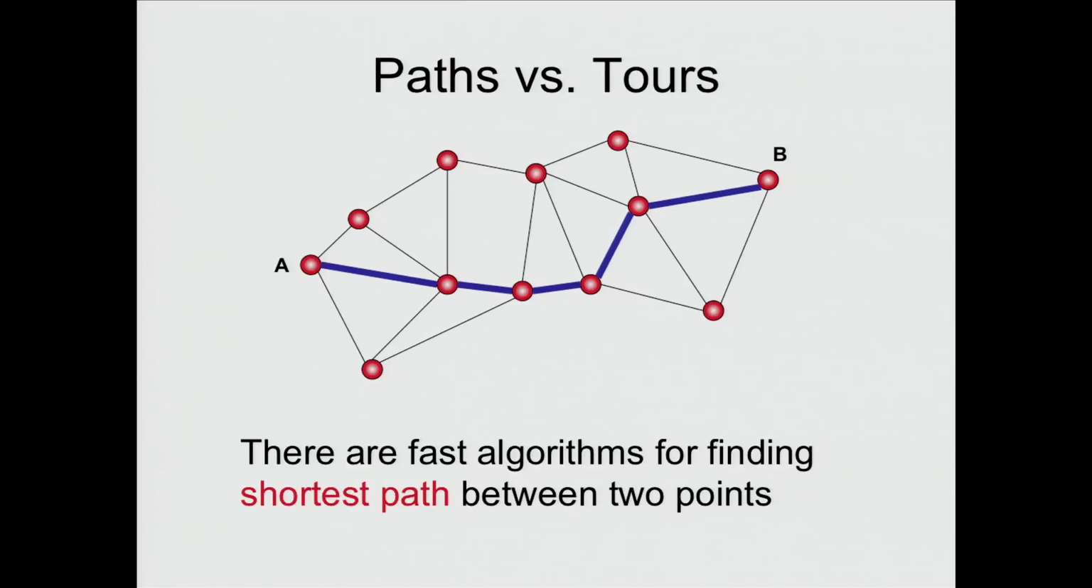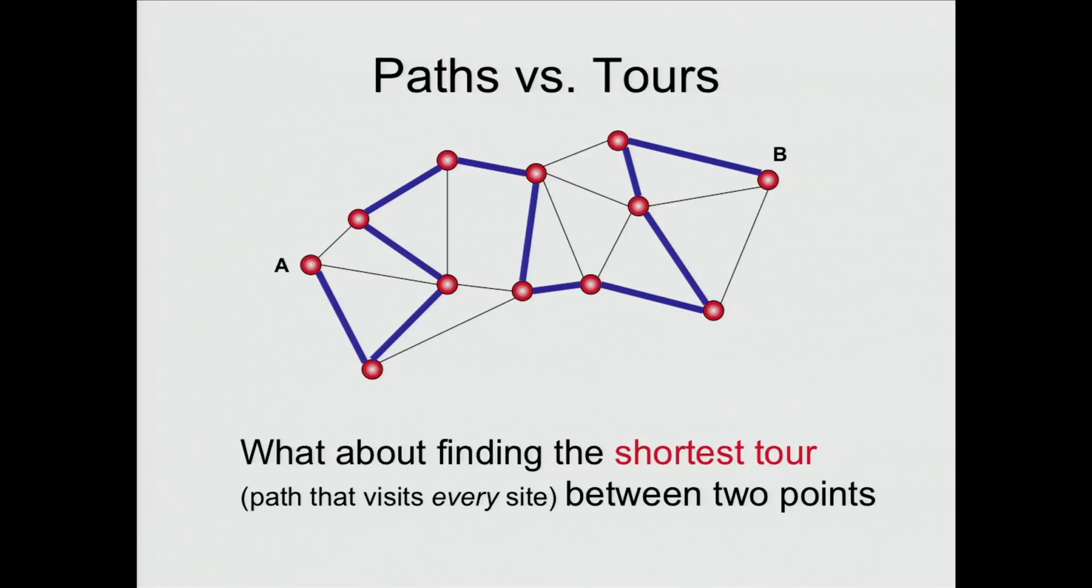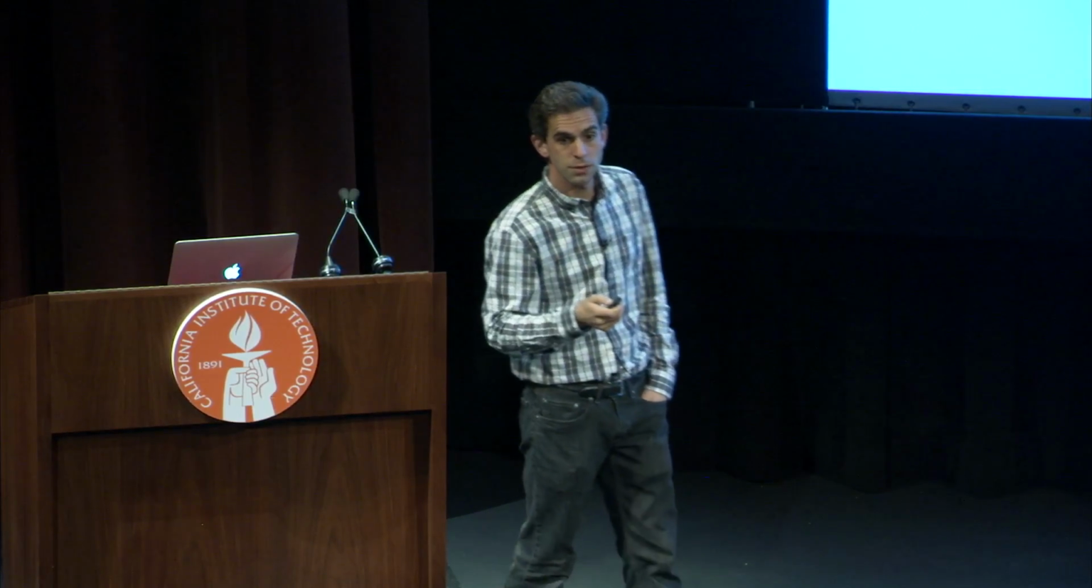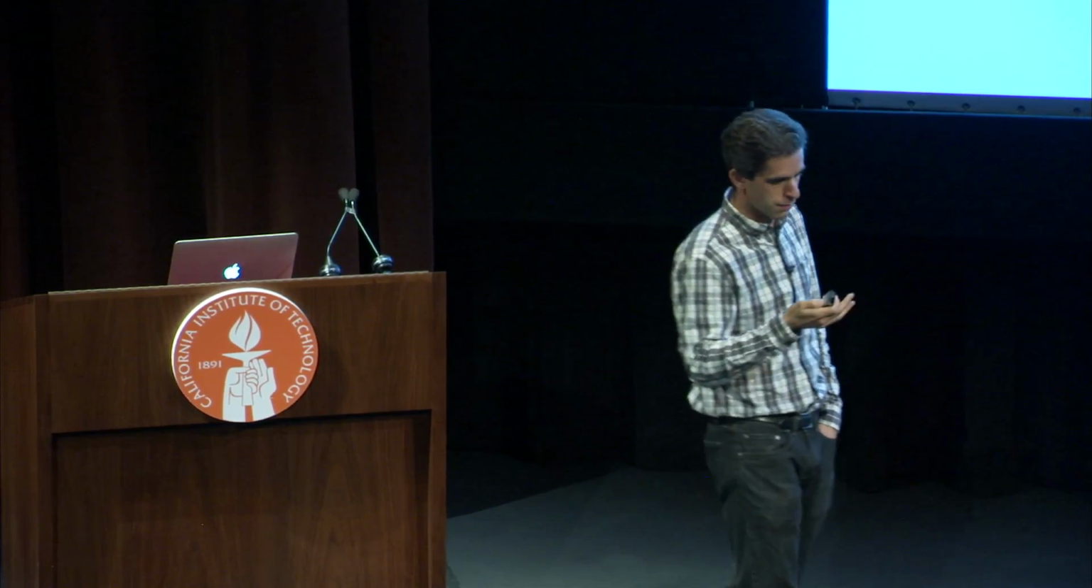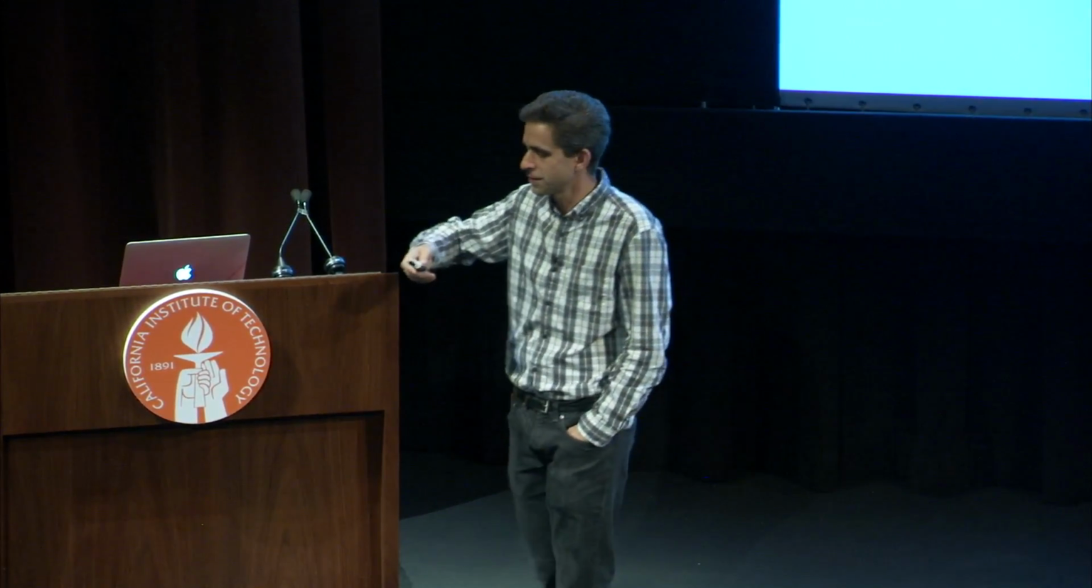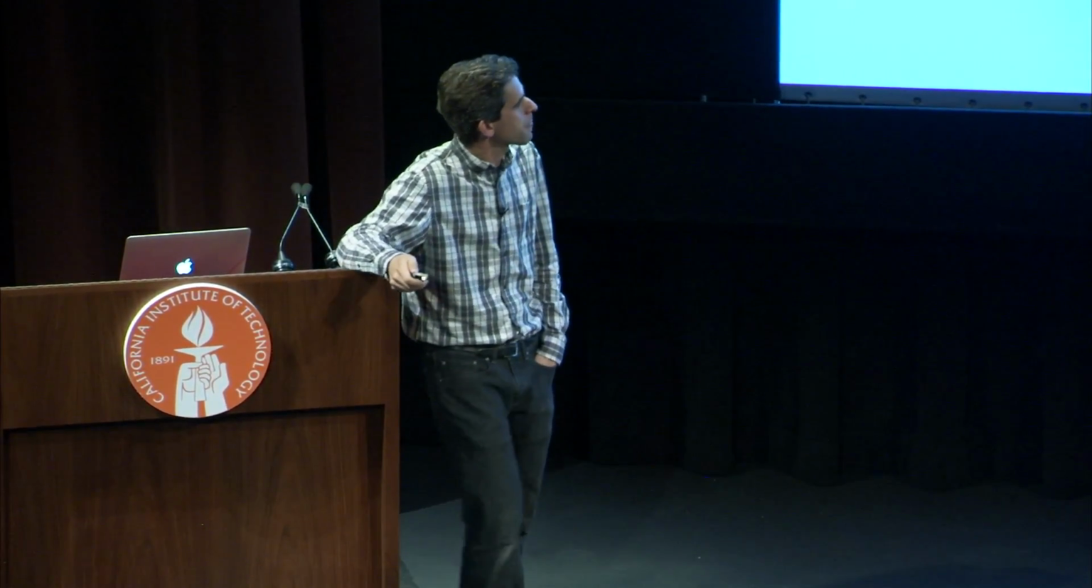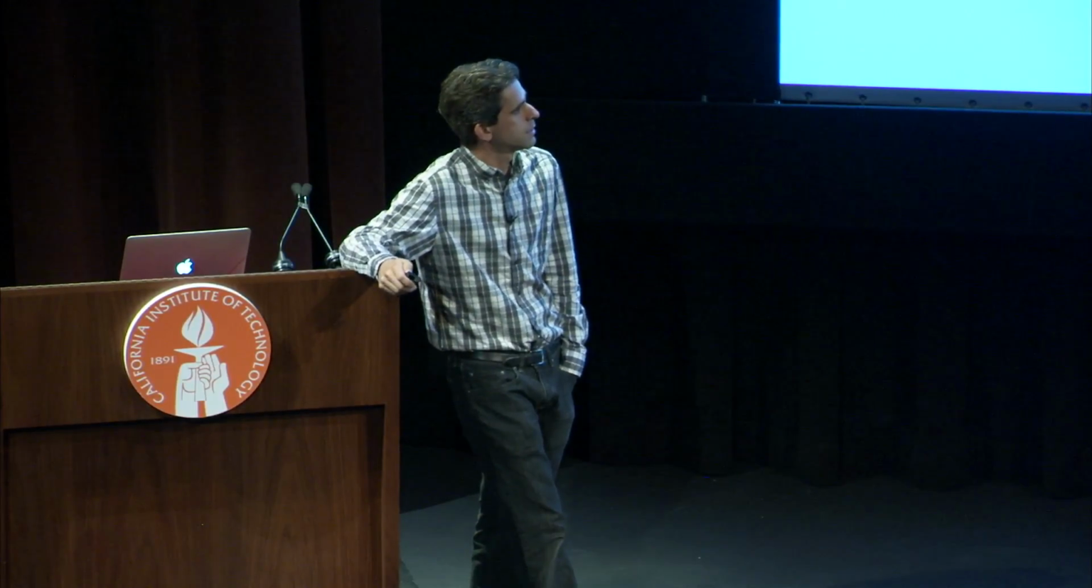Now, what if I change the question just a little bit to ask about finding the shortest tour between two points? This is something that starts at A, ends at B, but you have to visit everything in between in some order exactly once. So this is like the problem of I want to travel from LA to San Francisco, and I want to make sure to hit all the national parks along the way. And this is another problem that you can ask for an algorithm for.